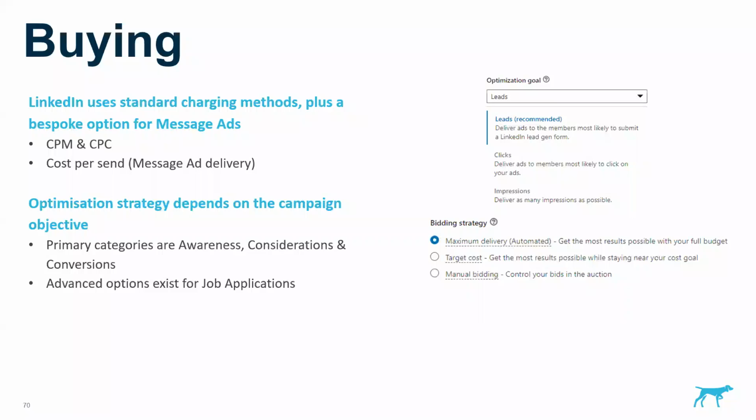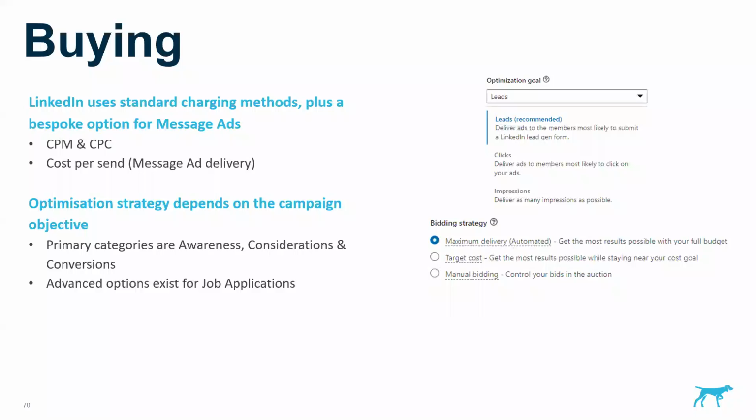The optimization strategy depends on the campaign objective. So primary categories are awareness, consideration, and conversions. And then we've got the job applications optimization as well. And the goal will change along with what we're aiming for.